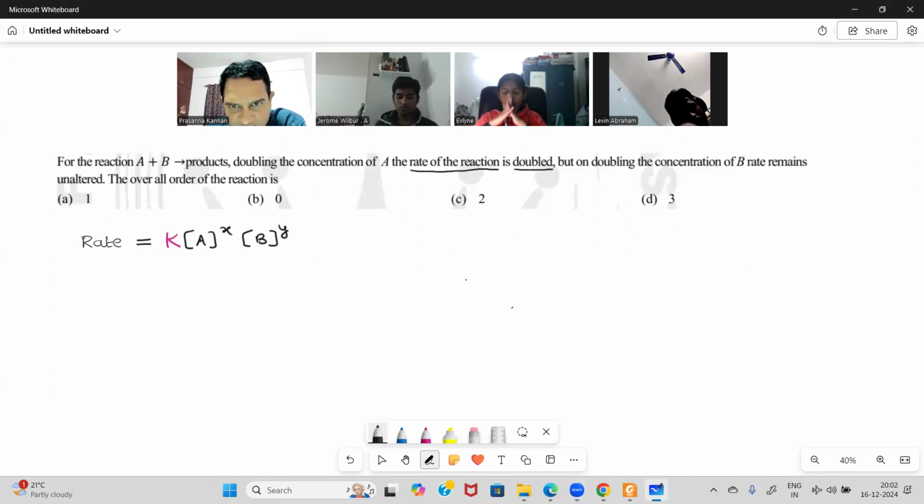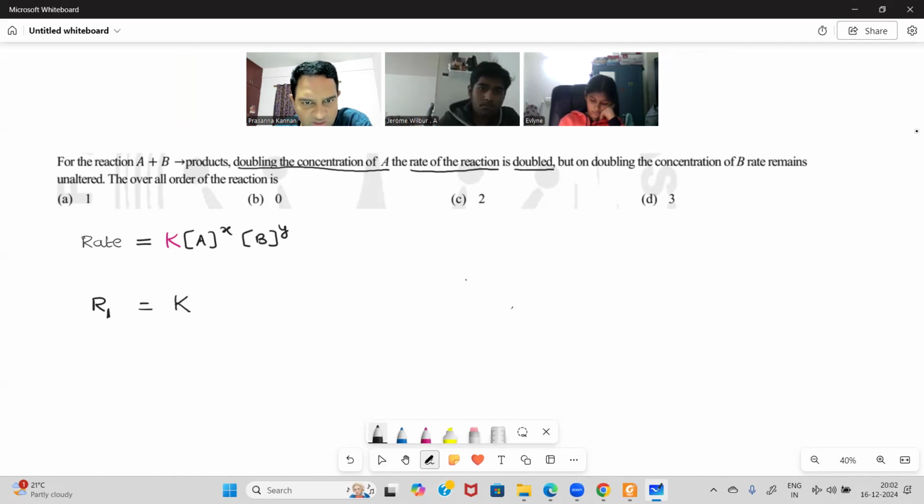Fine. Rate of the reaction is getting doubled when I double the concentration of A. That means, let's say the new rate of the reaction, let me call it as R1, okay? Rate constant remains same. Please remember, rate constant does not change if you change the concentration of any reactant. Rate constant is only disturbed when temperature changes. So here, Jerome, which concentration am I changing? A, sir. I am doubling it, right? So instead of A, now what is the concentration? 2A, sir. Very good.